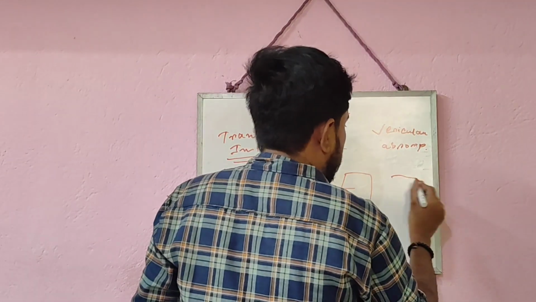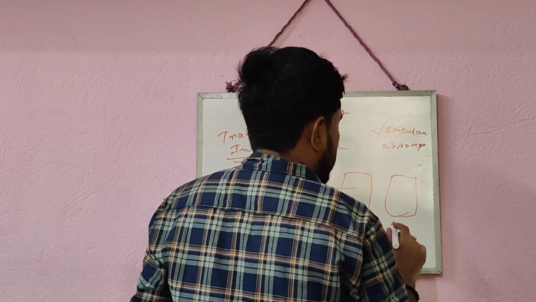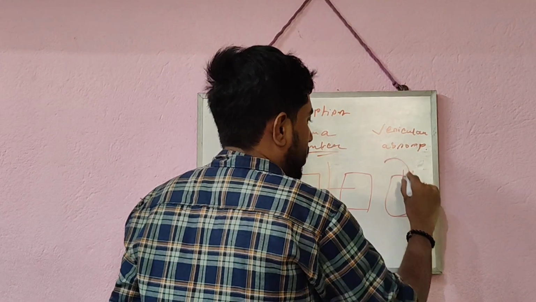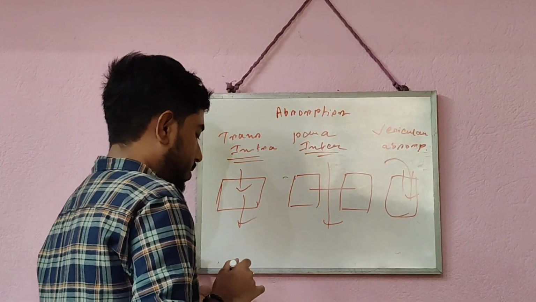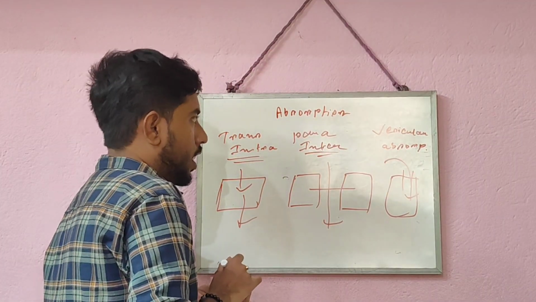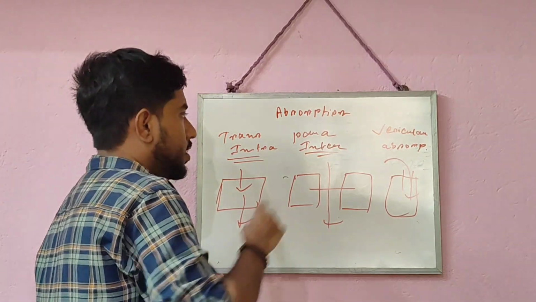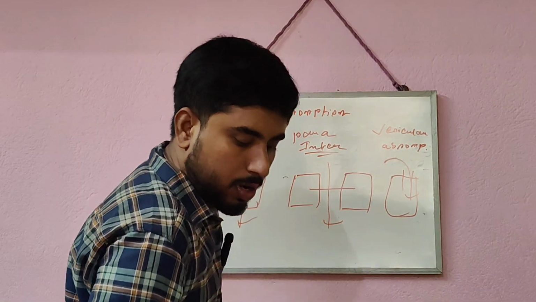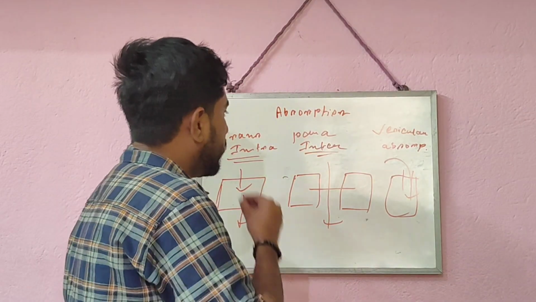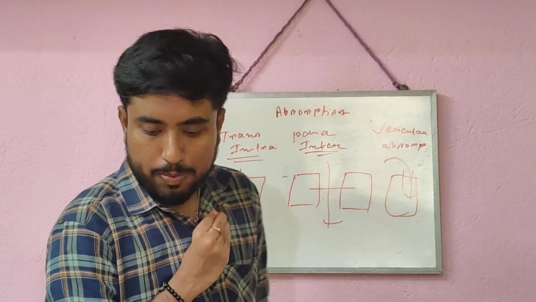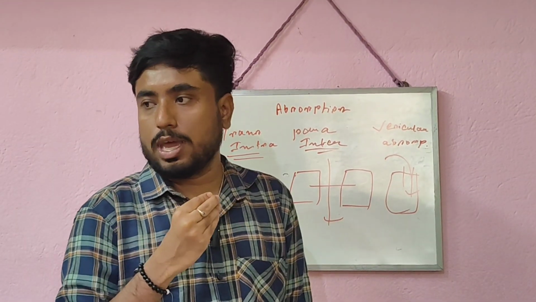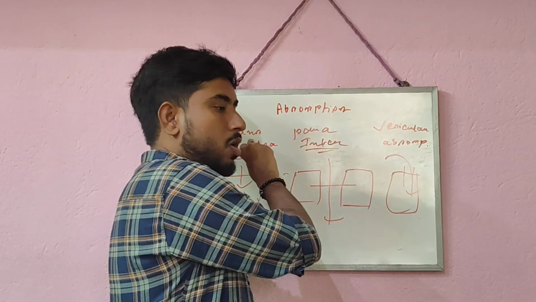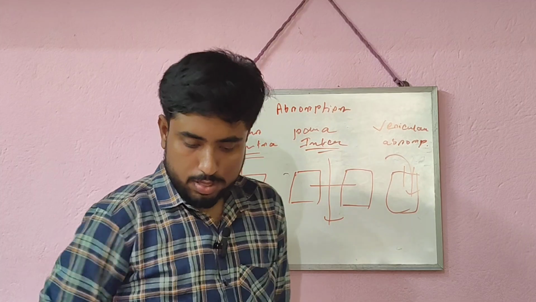And vesicular absorption means in different cells, different vesicles are there. The process by which the drug is absorbed through those vesicles is known as vesicular absorption. But the main part is trans or paracellular. In that also, transcellular is more important because almost 90% of the drugs we take are absorbed by transcellular or intracellular absorption.